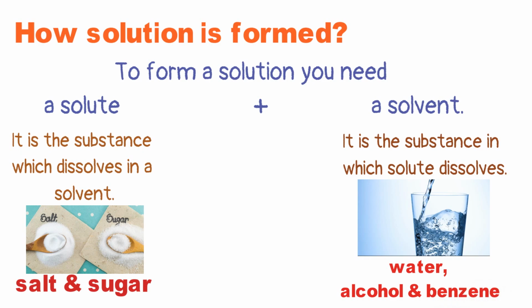So from this we conclude that the solute is a solid and the solvent is a liquid. Mixing a solid with a liquid forms the solution. So the solution is a type of mixture. It's a special type of mixture.